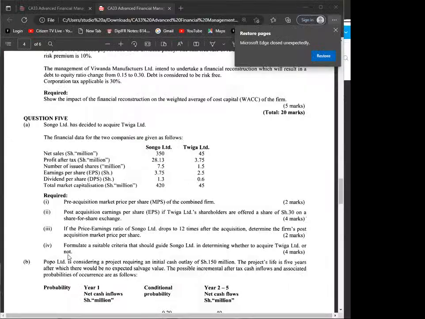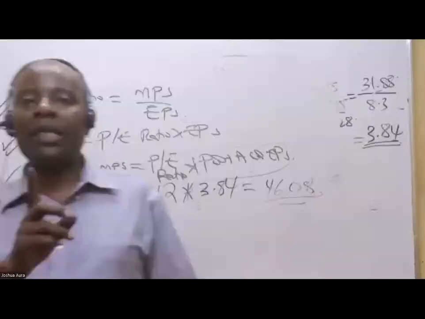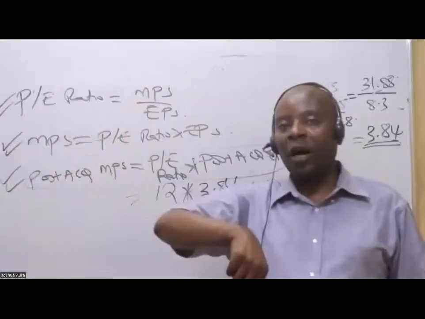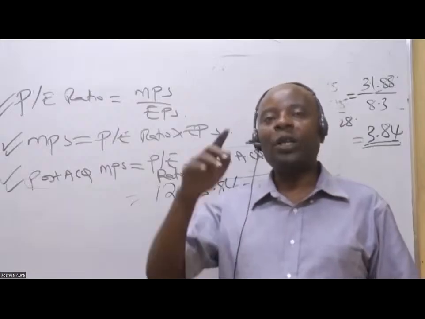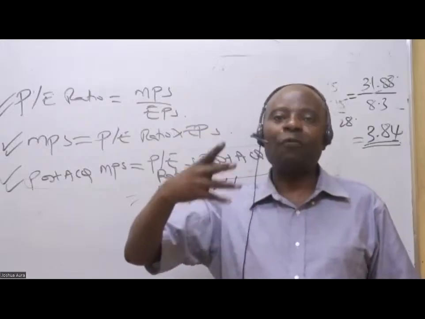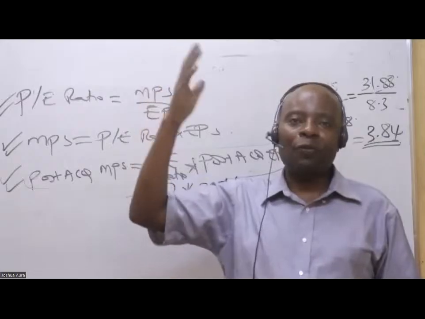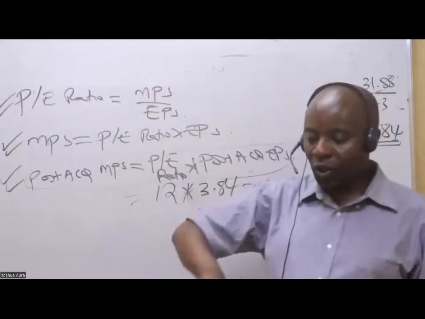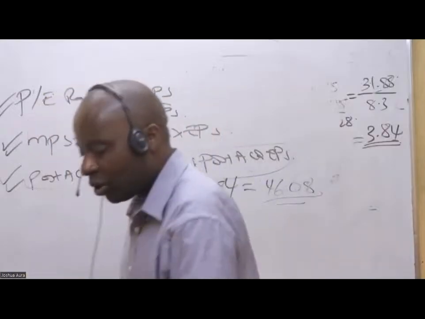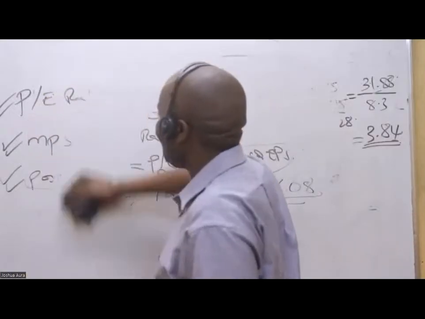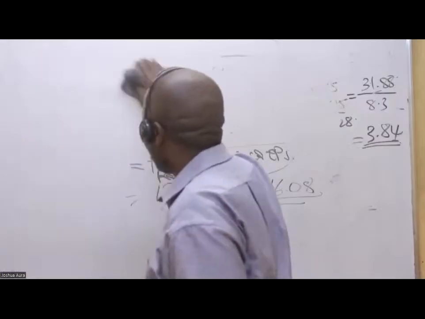So now we have number 4, where they want us to formulate a suitable criteria that should guide Songo Limited in determining whether to acquire Twiga Limited or not. Ladies and gentlemen, the first criteria will be the dilution of EPS. I do not want to acquire a company that will lead to my EPS going down. I would want my EPS to remain where it was, and if possible, to even go up. So the first criteria is what we call the non-diluting offer price. Not offer price, but exchange ratio.